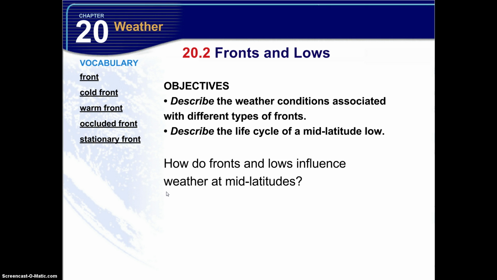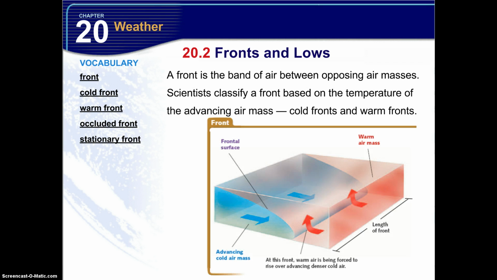A couple key ideas: the movements of fronts as well as the lows greatly influence weather at mid-latitudes. Now, a front is a band of air between opposing air masses. Don't forget what an air mass is. It has uniform characteristics, so same temperature, same humidity. And so scientists classify a front based on the temperature of the advancing air mass. Cold fronts and warm fronts are the two most common.